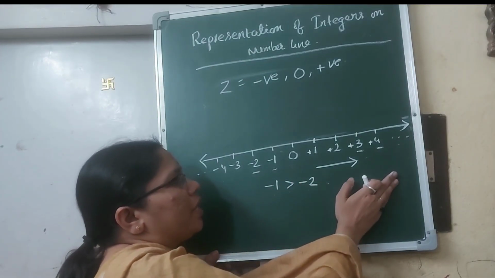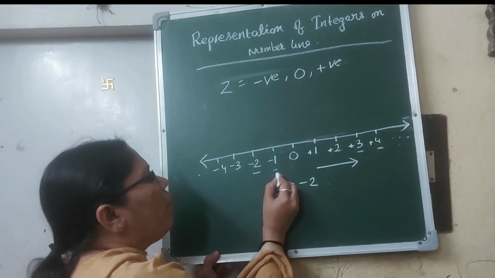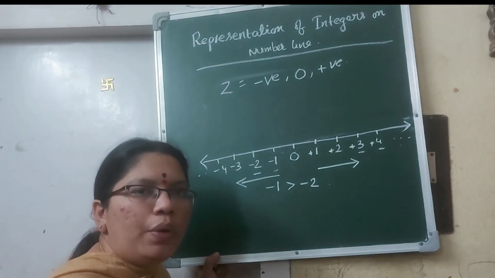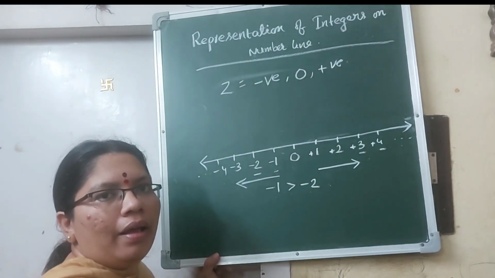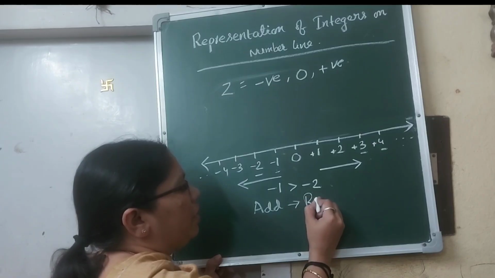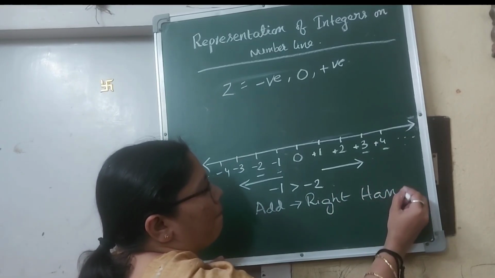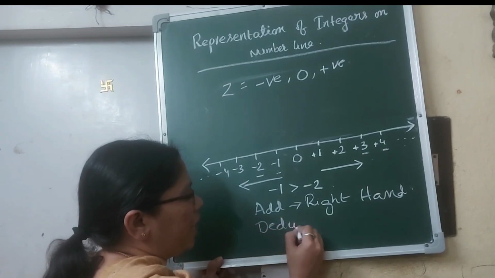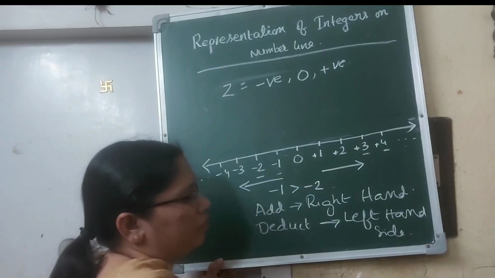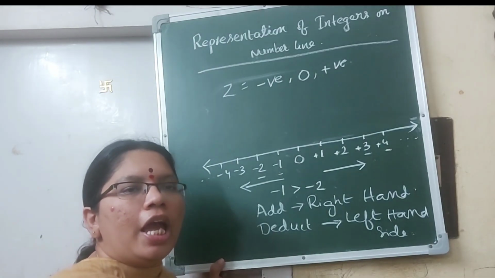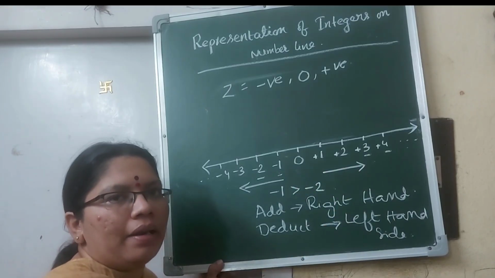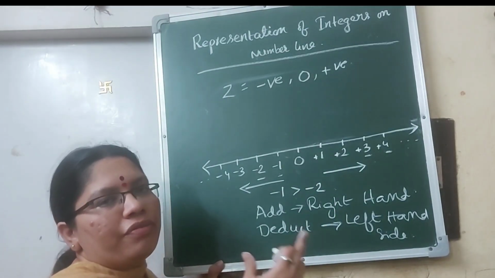If we are going in the right hand direction, the value is getting increased. If we are going in the left hand direction, the value is getting decreased. If we want to add any number, we have to move in the right direction. If we are deducting, we have to move to the left hand side. Understand? This is the way how we represent integers on the number line. The properties of integers on number line means which is more, which is less, comparison of integers on the number line.